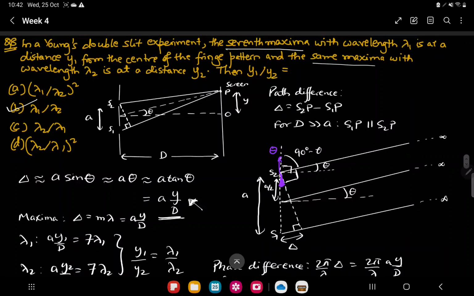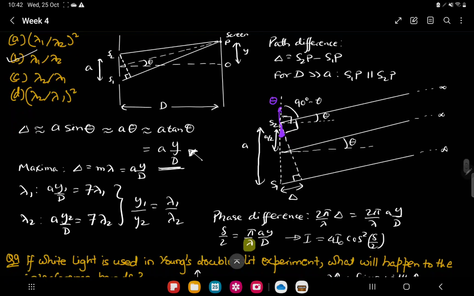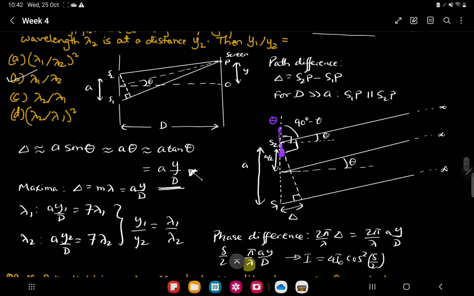For obtaining a maximum in Young's double slit, or in any interference, the path difference should be an integral multiple of lambda, the wavelength. And in Young's double slit experiment, the path difference is the slit separation times the distance on the screen, divided by the distance between the slits and the screen.